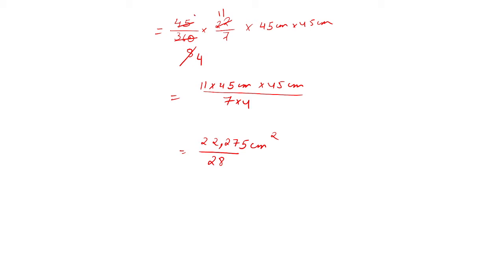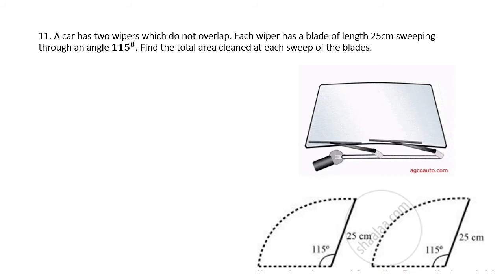Okay, so quickly now we'll move on to this question. If you look at this given diagram, they have given that a car has two wipers which do not overlap. So this is the wiper. Each wiper has a blade of 25 centimeters. So look at this and compare this and this. The length of the blade is 25 centimeters, so this is 25 and 25, sweeping through an angle of 150.